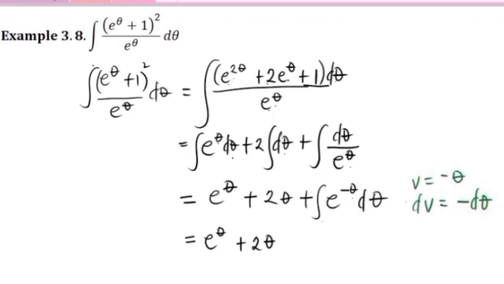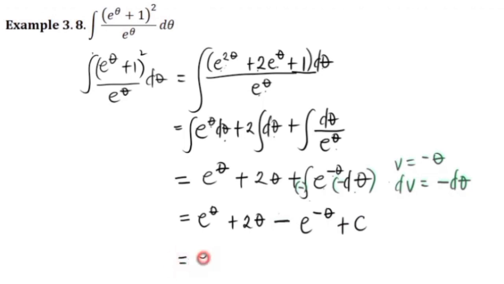So, we have to multiply negative here, and we multiply negative dito sa unahan. So, this would be minus, since derivative na ng exponent yung nandito, and that is e raised to negative theta plus c. Simplifying further, we have e raised to theta plus 2 theta minus 1 over e raised to theta plus c.